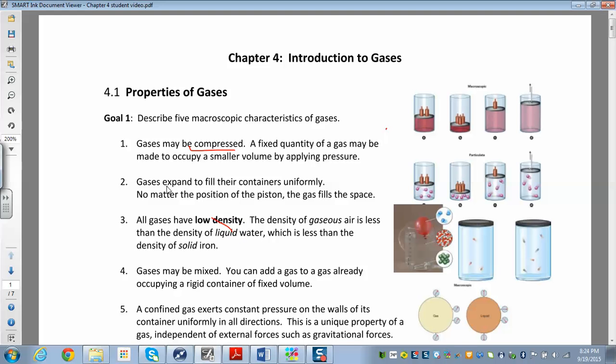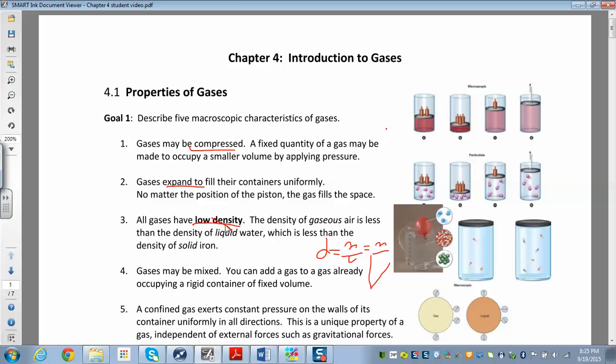Gases also have low density. If you remember from chapter 3, we're looking at density. We know that density is just mass over volume. So if we say that they have low density, that means they have not a lot of mass, but a whole lot of volume. That's going to give you a small number. When you take a small number divided by a big number, you're going to end up with a really small number. So gases are not very dense.